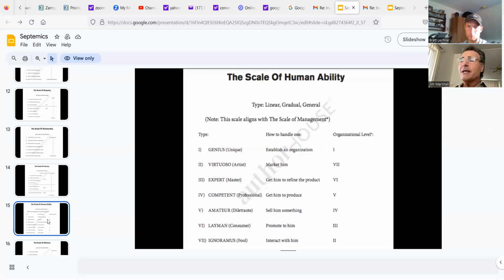And above that, we get into quality control. And this is the guy who can refine the product. He can say, you know, Smith, if you did this way, you would get a better result faster. And the guy says, oh, I see. You see, that's the expert telling the professional how to do his job better. Now, when you get a virtuoso, what do you do with a virtuoso? You market him.